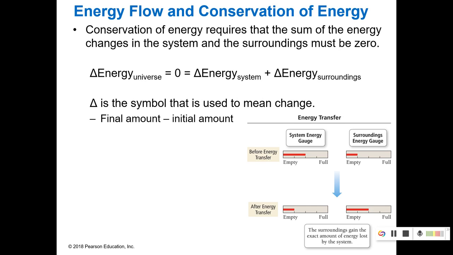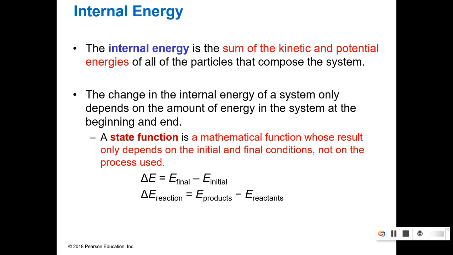And the conservation of energy does require that the sum of the energy changes in the system and surroundings be 0, because they should equal back out. So when you add them, it's good. Don't forget that delta, that triangle symbol, means final minus initial.